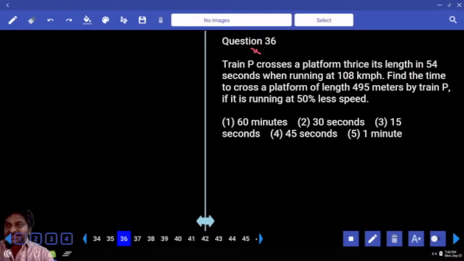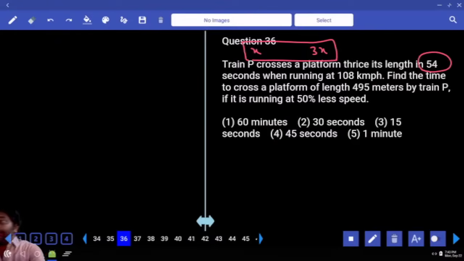If the length is x, platform length becomes 3x. 4x distance is covered in 54 seconds. Then to cover x distance, it will take 54 by 4 seconds with original speed. This is to cover train length. But finally we have to cross a platform also, where the platform length is 495 with original speed. Let us identify the time and finally convert this time to 50% of the speed.